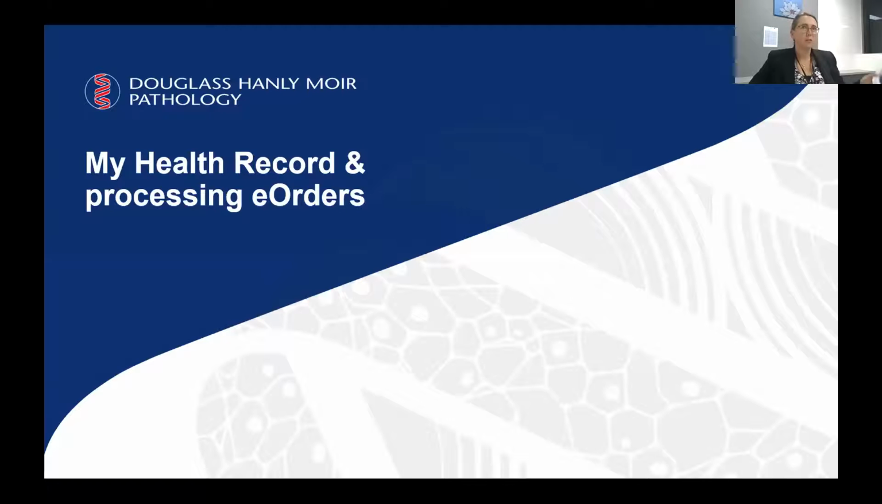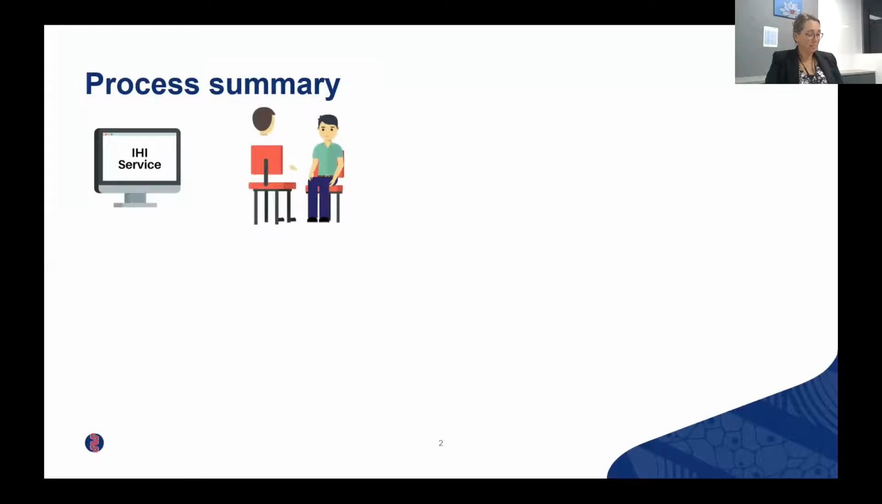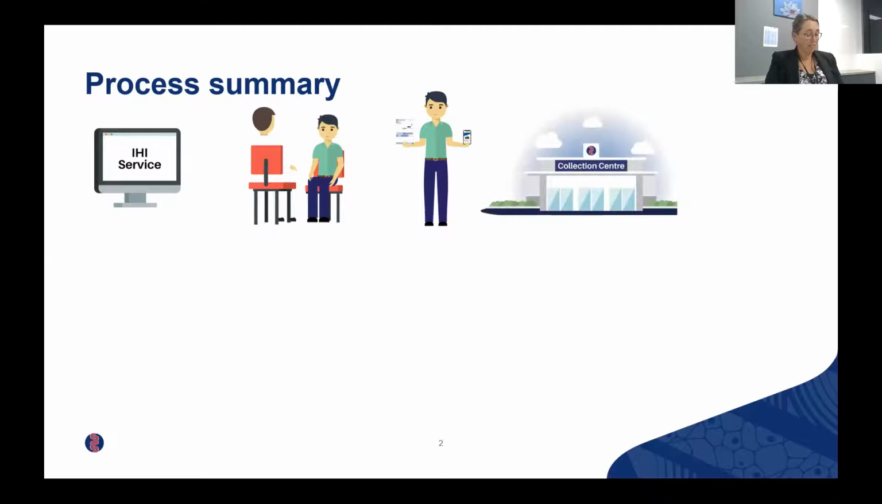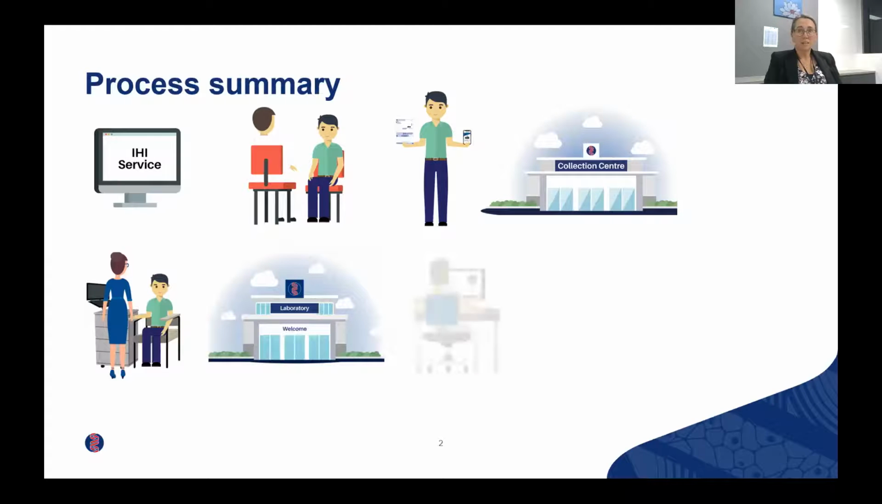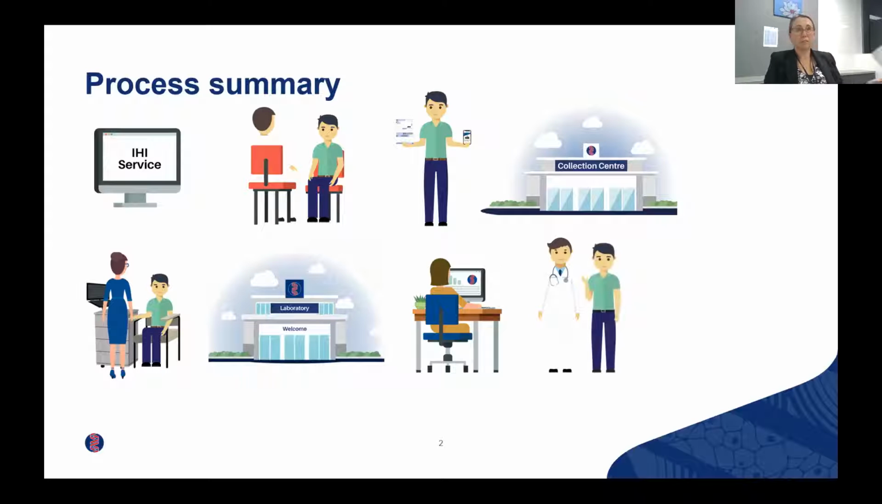So what I'm going through is my health record and processing of e-orders. So the process summary is the practice requirements, ordering of pathology, the pathology request, pathology collection, the delivery and sample processing, and reporting. And then results viewed in my health record.